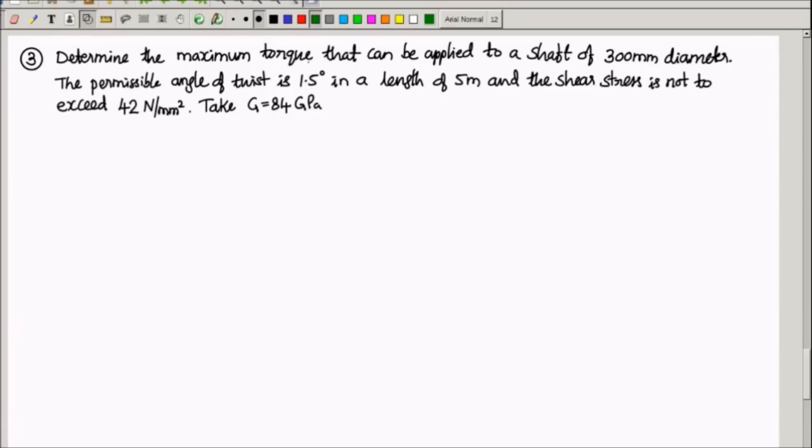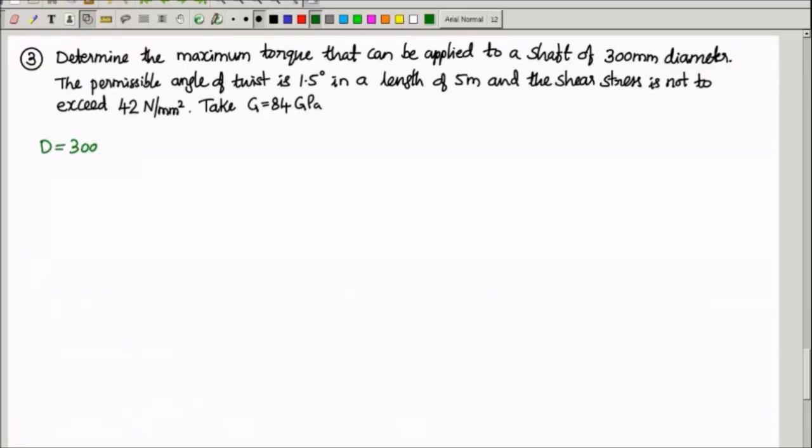So let us try to list the given parameters first. It's a solid shaft, 300 mm is the diameter, and limiting value for theta is 1.5 degree, which is 1.5 pi by 180 radian.